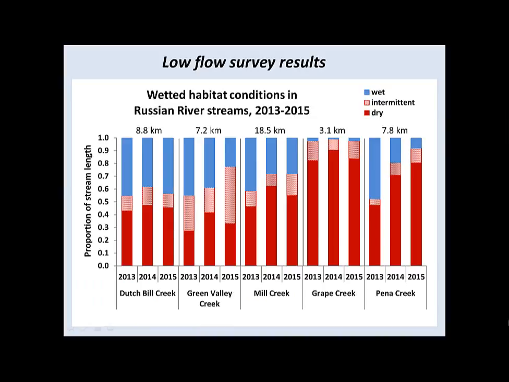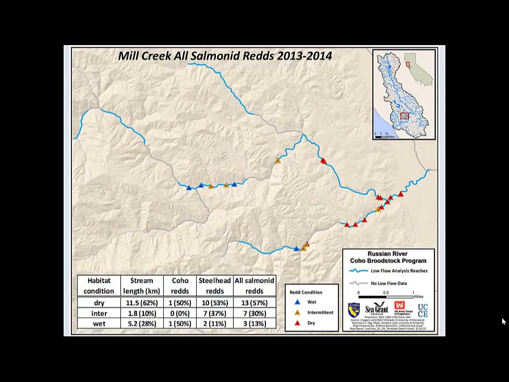And so to do that, we've been bringing these different spatial layers together to be able to evaluate it. In this map, we're bringing together our redd survey data with the wet-dry mapping. What you're seeing here is the triangles are the redds that we observed in 2013. And again, this is upstream. This is the mouth of Mill Creek. So you can see the distribution.